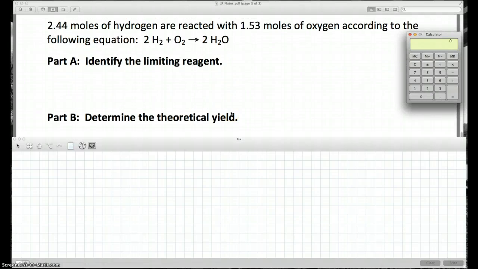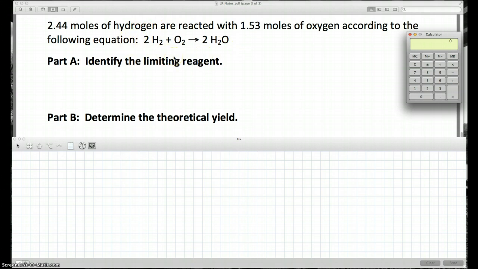2.44 moles of hydrogen are reacted with 1.53 moles of oxygen according to the following equation. 2H2 plus O2 makes 2H2O. So the first thing is identify the limiting reagent. If you look back in your notes, we need a balanced equation, which we have.